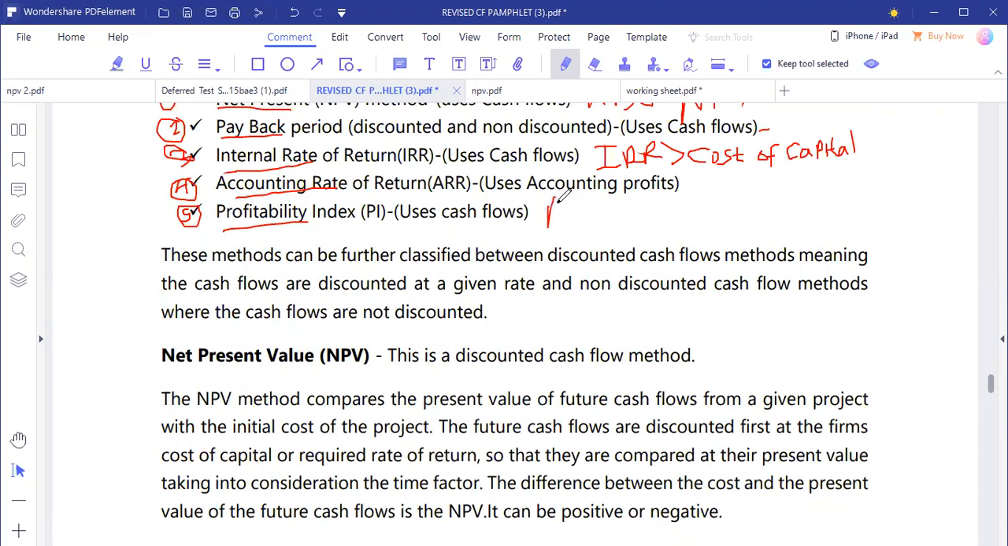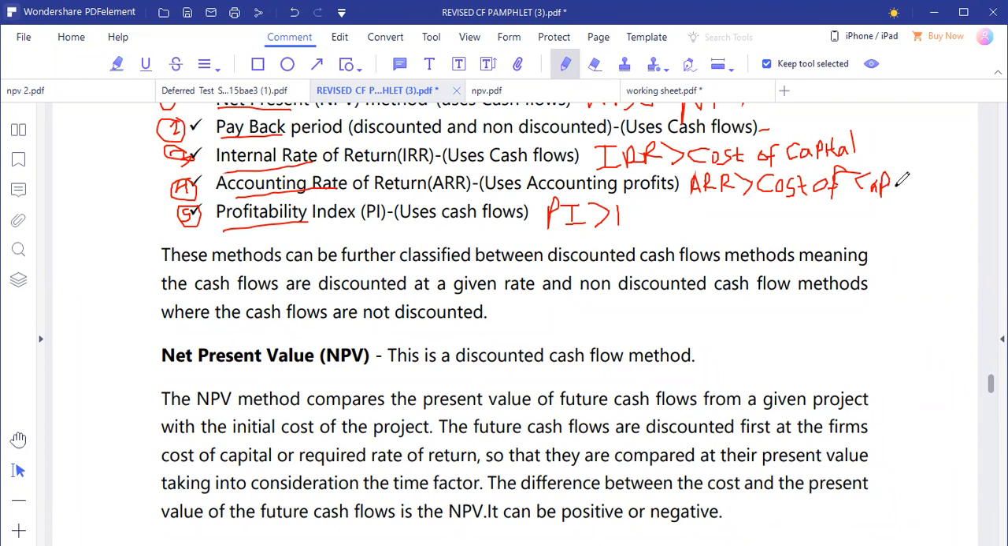Then accept the project when the PI, profitability index, is greater than 1. And when the accounting rate of return is greater than the cost of capital, greater than the cost of capital. These are the rules as we look at the project evaluation. So the cost of capital.